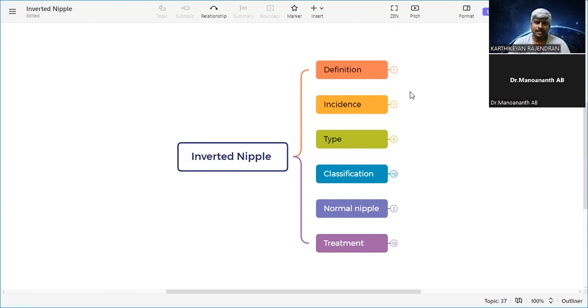Congenital is a congenital anomaly since birth, and acquired is due to periductal mastitis, carcinoma, and erosion of the nipple areolar complex. So that will produce an inverted nipple. So that is congenital and acquired. Another type is unilateral and bilateral. And coming to the classification, inverted nipple is classified by the Han and Hong classification and the Swagar classification.